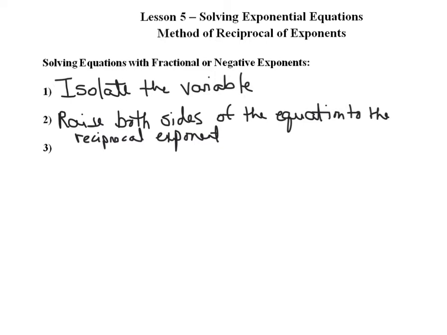When we raise both sides of the equation to the reciprocal exponent, that will allow us to get the x by itself with an exponent of 1. To finish up, we want to then solve for the variable if it isn't already by itself. So let's go ahead and try some examples today.